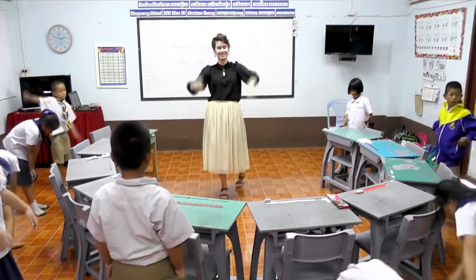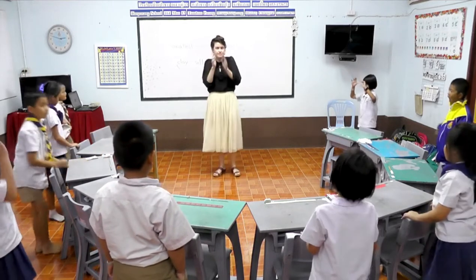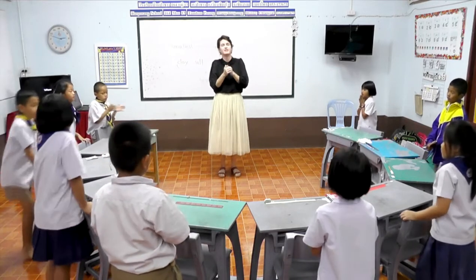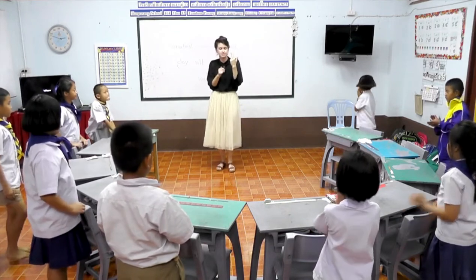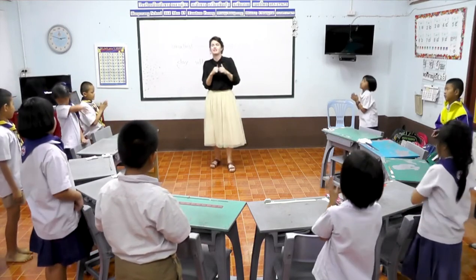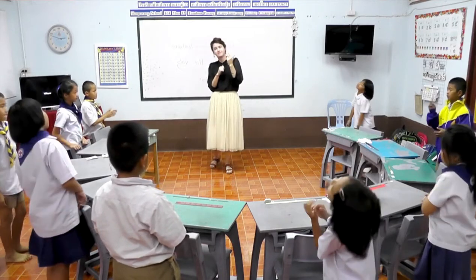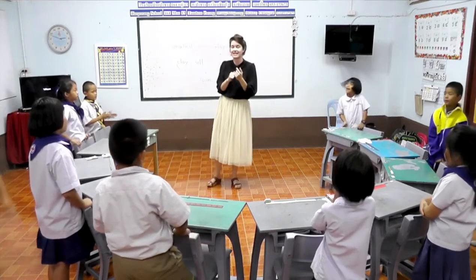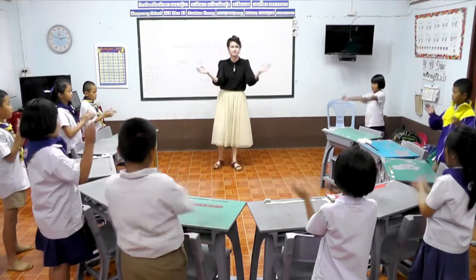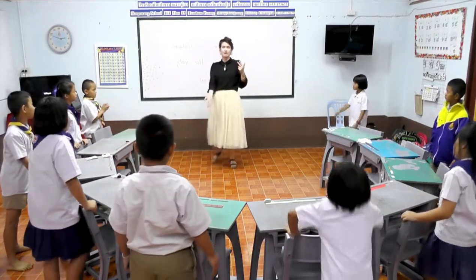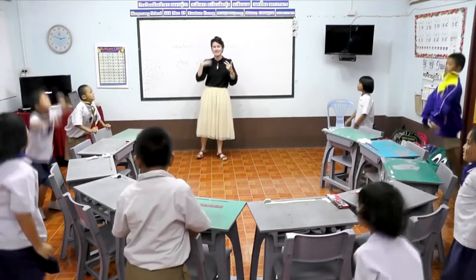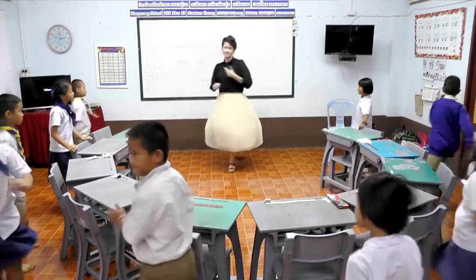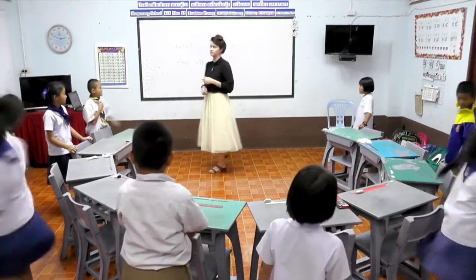All right, stand up straight and tall. Let's do 3 little claps. Do 3 little jumps. Let's take 3 little steps. Let's do 3 little spins. Good. And let's do 3 big claps. 3 big jumps. 3 big steps. 3 big spins. Woo! Okay.